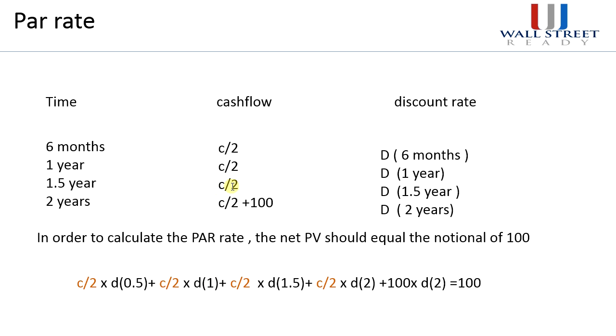Again, the third coupon we are multiplying by the 1.5 years discount factor, and the final coupon payment we are multiplying by the 2 year discount factor. Plus we have a notional of $100. Finally, we multiply that by the 2 year discount factor. So if this is a par rate bond, the present value of all these cash flows should equal its notional. If we solve this formula, and assuming that we have the discount rates, then we can easily calculate C, which is the par rate.